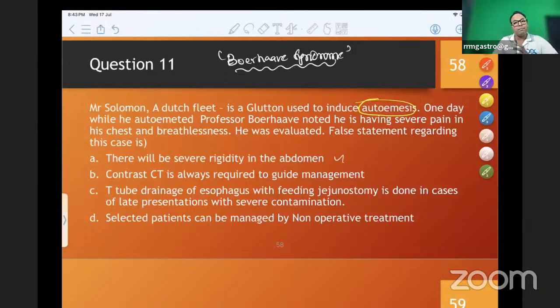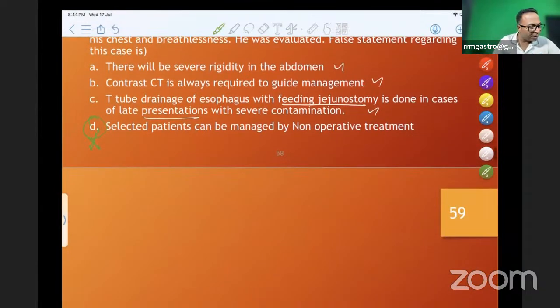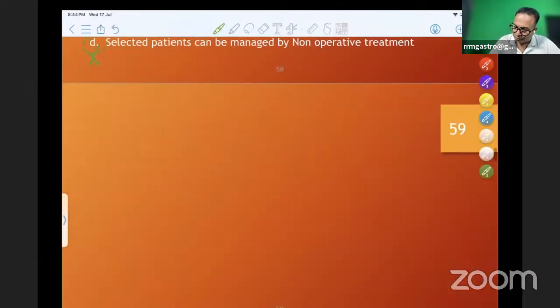There will be severe rigidity in the abdomen due to esophageal perforation. The leaking contents can reach the abdomen. Severe guarding may be seen in the abdomen. CT scan is required for the management. T-tube drainage of the esophagus with a feeding jejunostomy is done in case of late presentation. So, can selected patients be managed non-operatively? Absolutely wrong. There is no role of non-operative management. Please don't forget, there is no role of non-operative management. So Boerhaave syndrome.